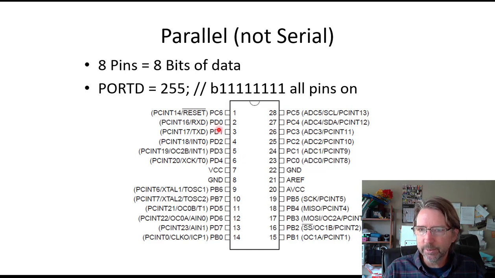So port D: 0, 1, 2, 3, 4, 5, 6, 7. So there are 8 pins, and they're grouped as one port. So you can set port D to a number, and that will send values to all of these pins at the same time. The Arduino breaks them out into individual digital pins, but inside the chip you can set 8 at a time.